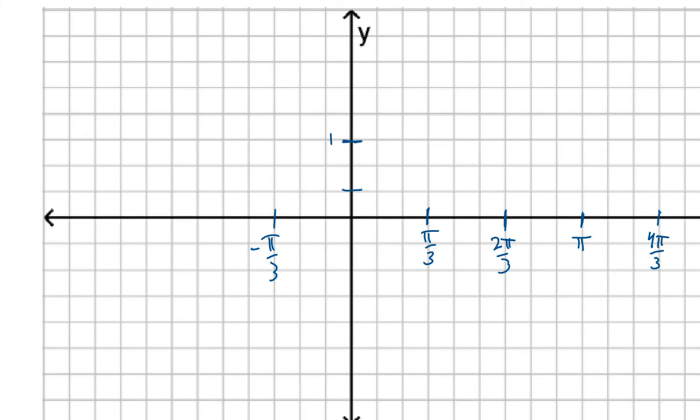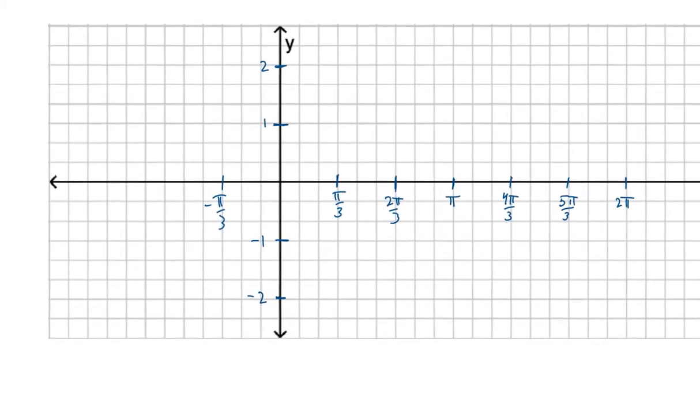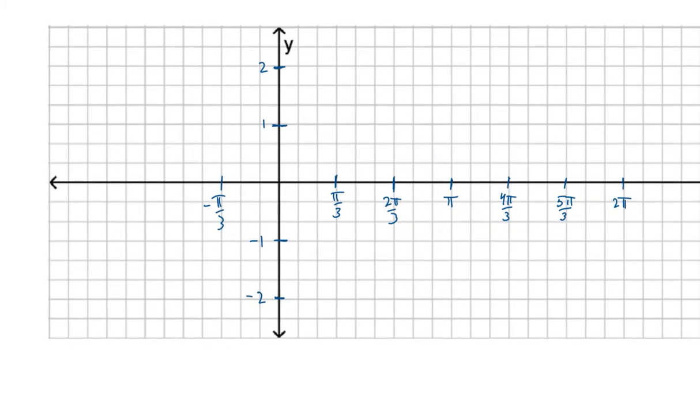which is 1, and I'm actually just going to label it at 1, and then 1, 2, 3 more to 2, 1, 2, 3 to negative 1, 1, 2, 3 to negative 2, and again, you don't have to label the entire graph. You have to label at least as far as the points go. So this is going to be more than enough for this graph. Now we're ready to graph. I'm going to go back and put that on there.